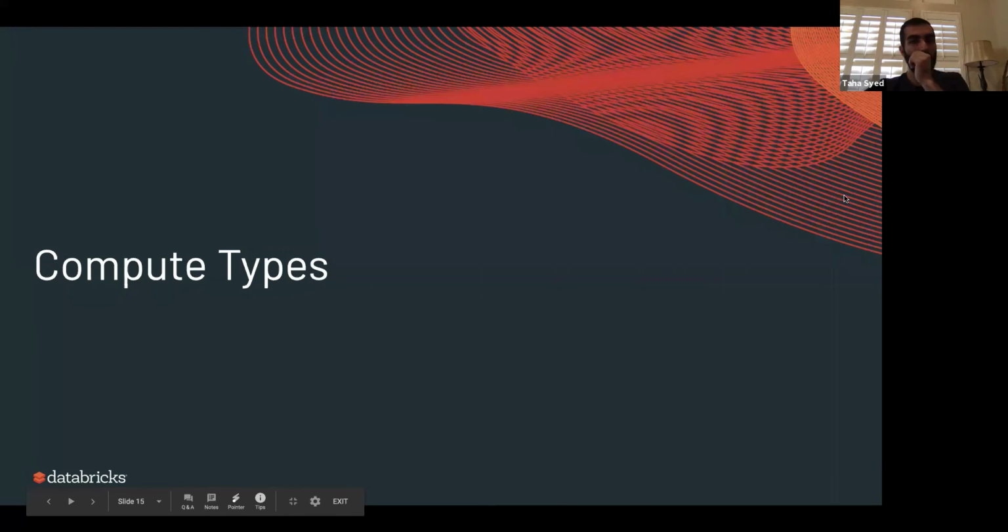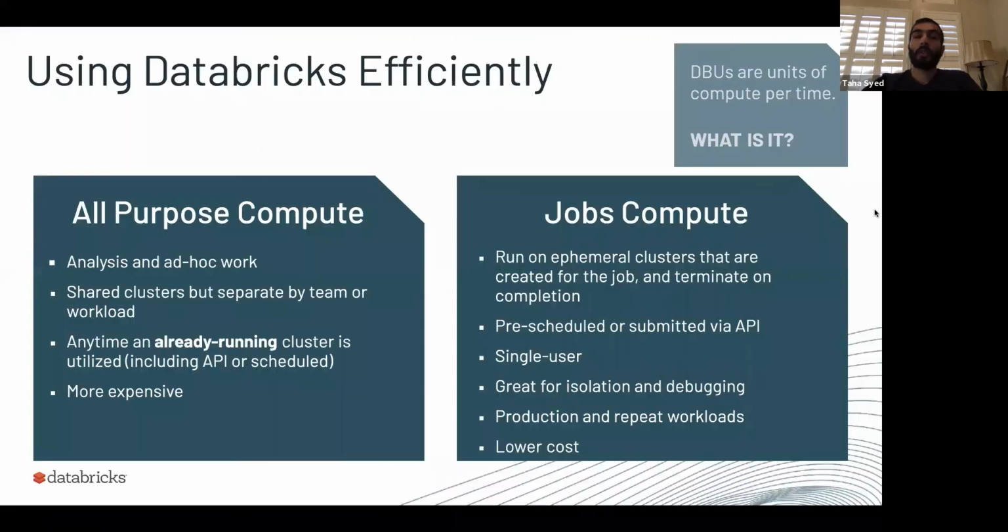So, compute types. We talked a little bit about clusters, and I'm going to hop back into the web app in just a second to show you materially what this looks like in practice. We have two different kinds of compute when you're usually using Databricks: all-purpose compute and jobs compute.